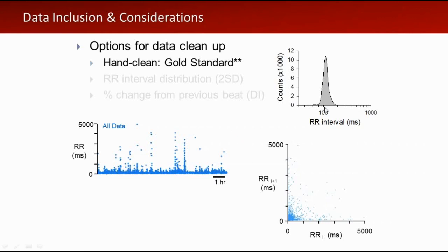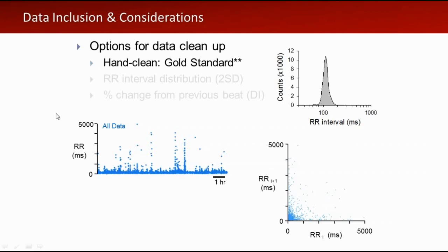What you will see on the upper right corner is the probability distribution of these RR intervals. So you see the probabilities on your y-axis with your RR interval length on your x, and this is on a log scale, just be aware. And on the bottom right, what you will see is a Lorenz plot. So this is going to be the RR interval on the x-axis mapped against the RR interval plus one, or the adjacent RR interval. So this gives you a nice visualization of the distribution of the data.